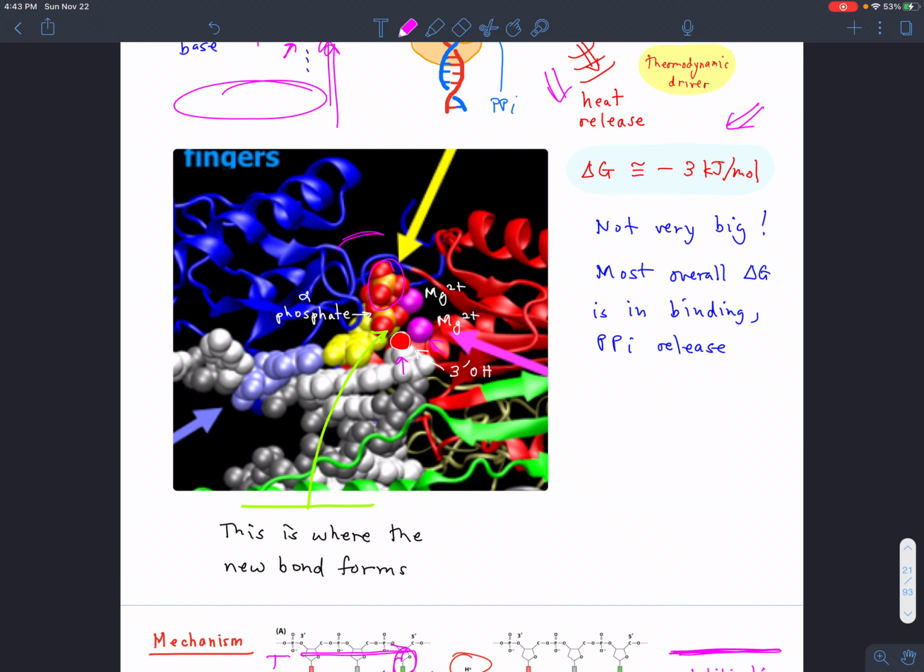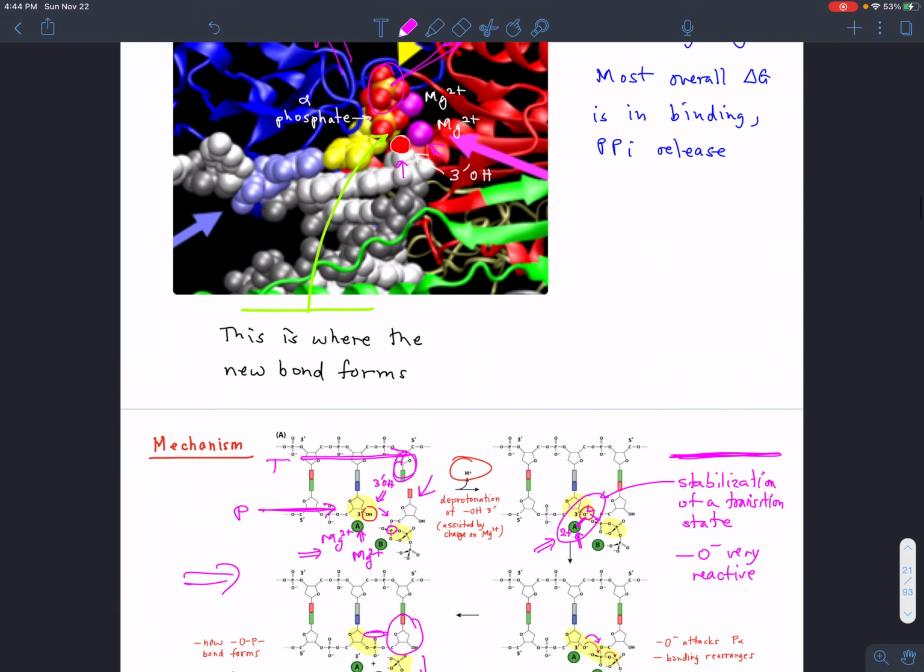And notice, this is the closed, clamped arrangement. I mean, if you were to draw all the atoms here, this would look a little bit more buried than it does here, but it's not very buried. It's possible for this thing to get out without the fingers opening. In some polymerases, I have no doubt that the fingers open first and then the pyrophosphate releases, and it doesn't really matter which order it happens in.